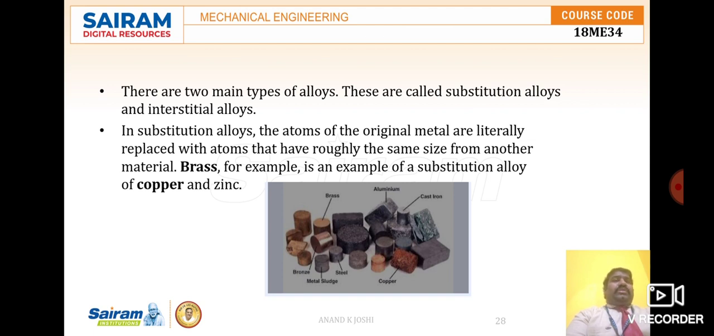So this is about the concept of alloy formation and the different types of alloys. I hope you understood this concept. Some other further topics we'll discuss in the next video.